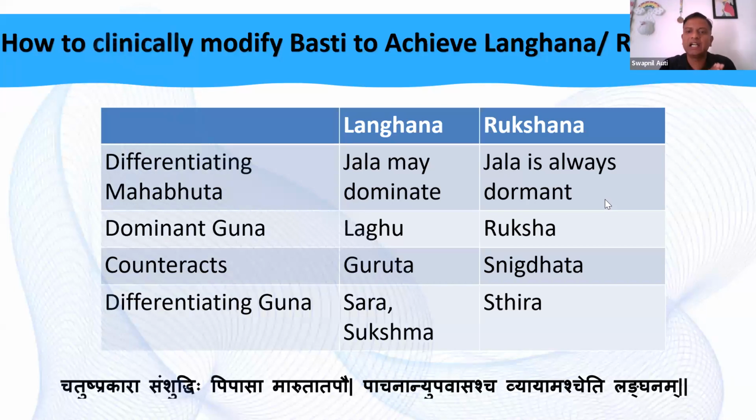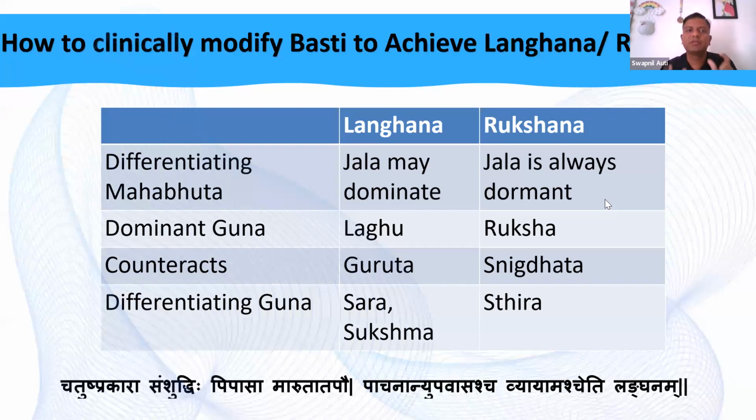So langhan is basically laghu guna dominant, right? Rukshan is basically ruksha guna dominant. Wherever there is a ruksha guna, there is an abhava of snigdhata, there is abhava of jala mahabhuta. And wherever there is langhana, the jala mahabhuta need not be less there. Jala is also laghu, okay? And it actually counteracts only the guruta. So if the patient is having parthiv dravya, means parthivta in his body or gaurav in his body, jala itself is a laghu thing for him.